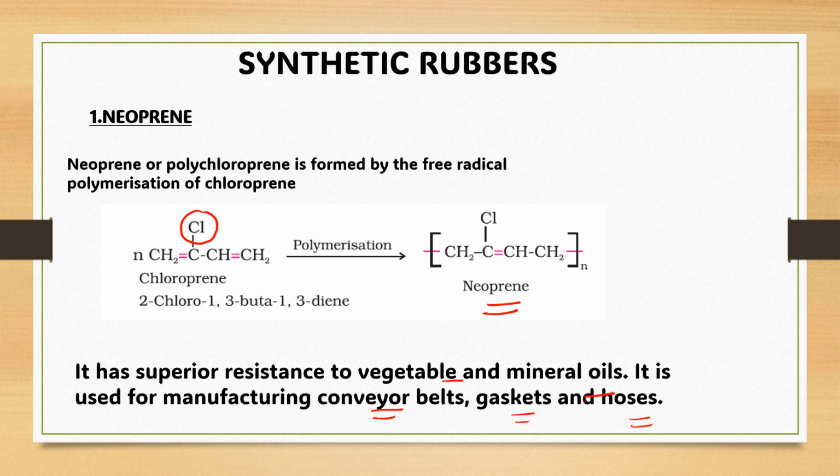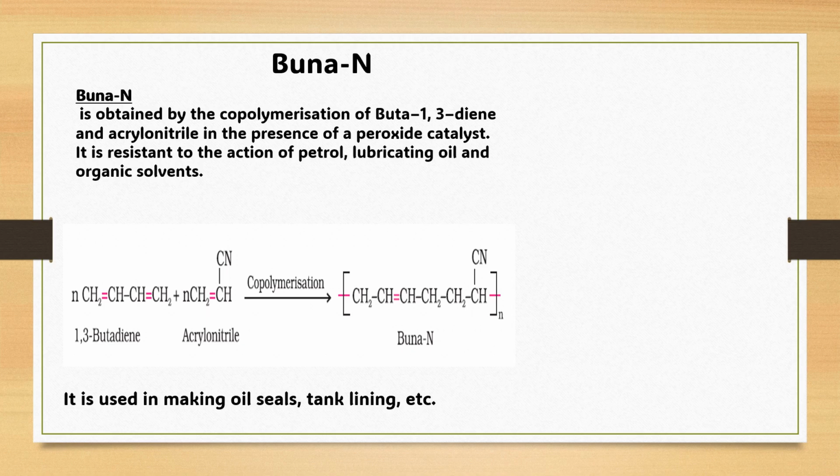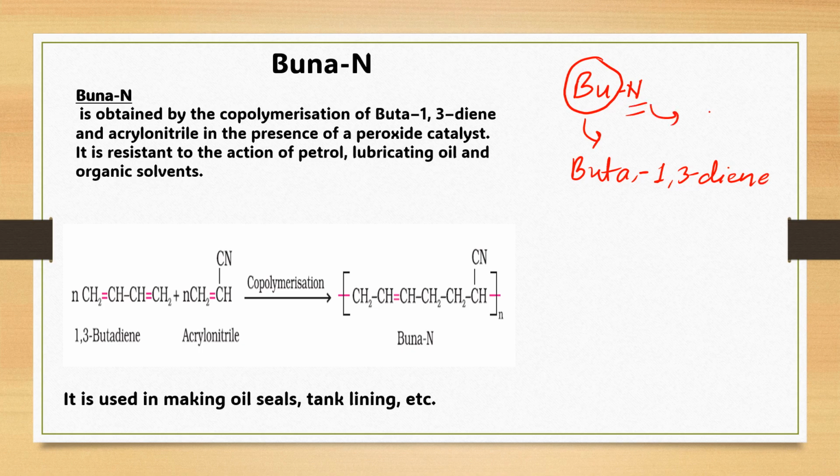Next, we have to discuss Buna N. What is Buna N? Bu is derived from butadiene, buta-1,3-diene. Bu is derived from there. And N has come from acrylonitrile.